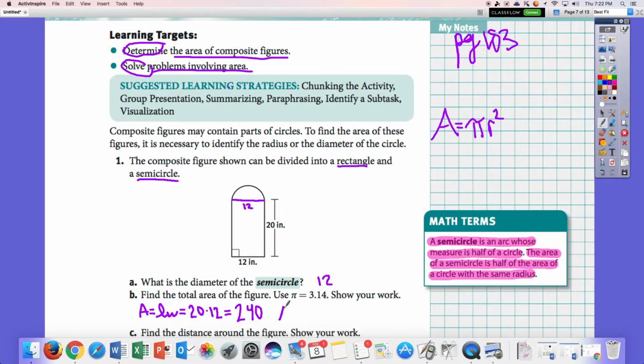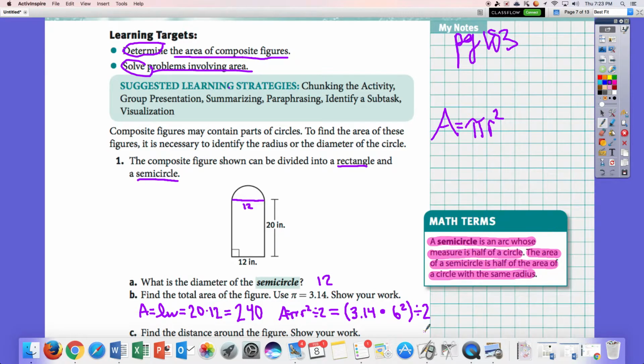Area for our semicircle, A equals pi r squared, and again we're going to divide by 2. So it says use 3.14 for pi. So when you plug this into your calculator, guys, it should look like this: 3.14 times r squared. Well, we found the diameter of our semicircle to be 12. So my radius is going to be 6 squared. And all of this is going to be divided by 2.